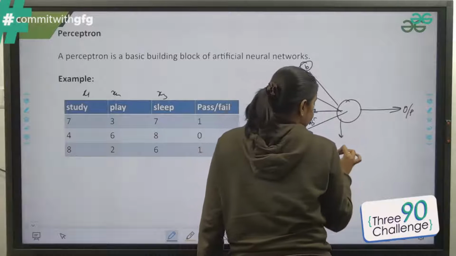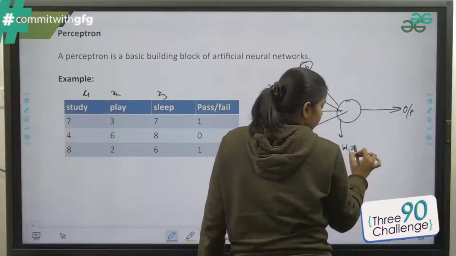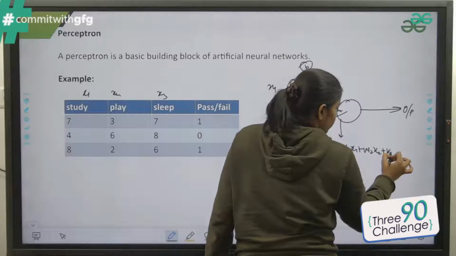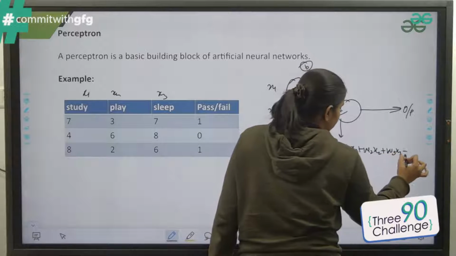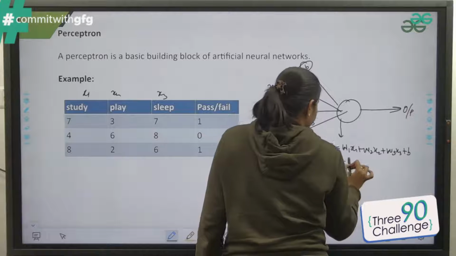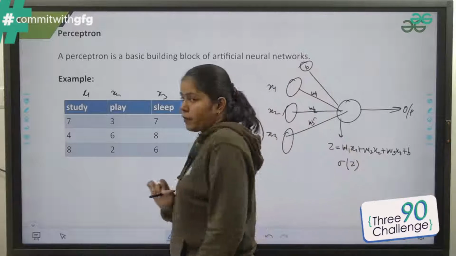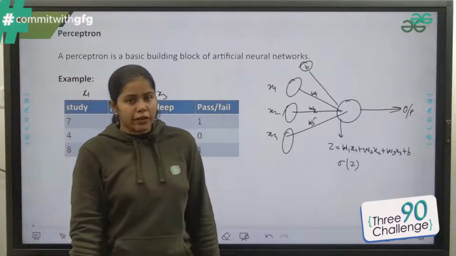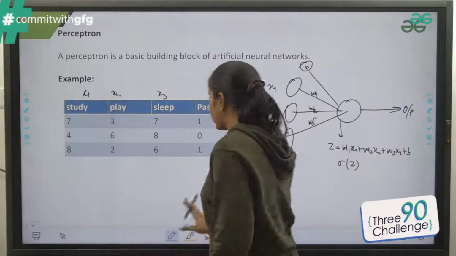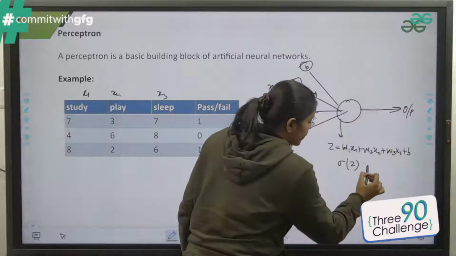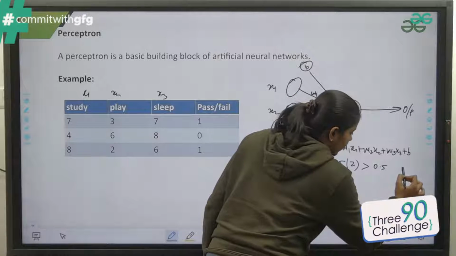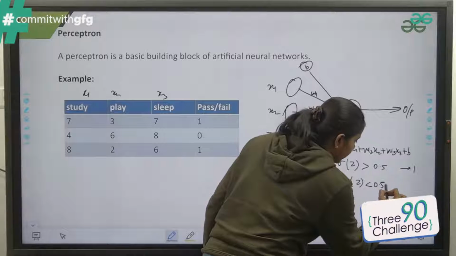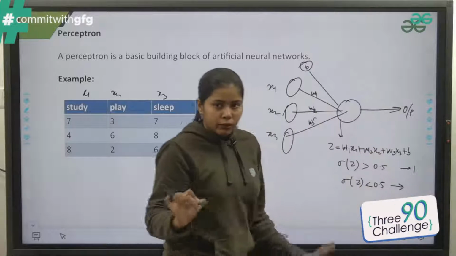So I can write down here z is equal to w1 x1 plus w2 x2 plus w3 x3 plus b, right? And then I pass it through the sigma z value, right? And I told you that if sigma z is greater than 0.5, I'll get one value, and if sigma z is less than 0.5, I'll get 0 value. I already told you all these things.